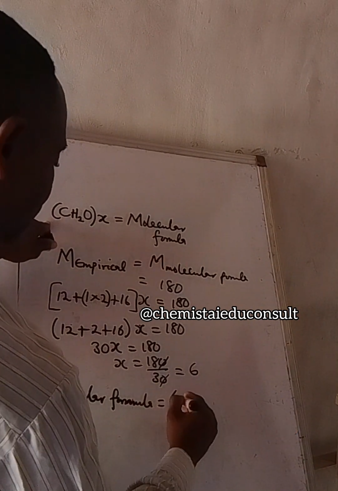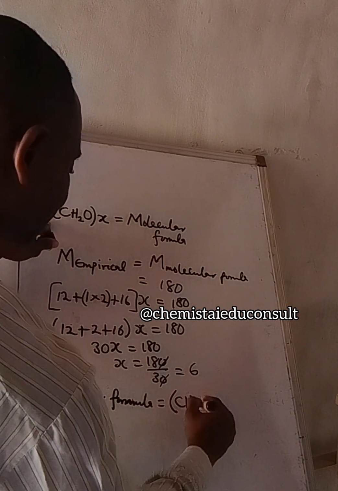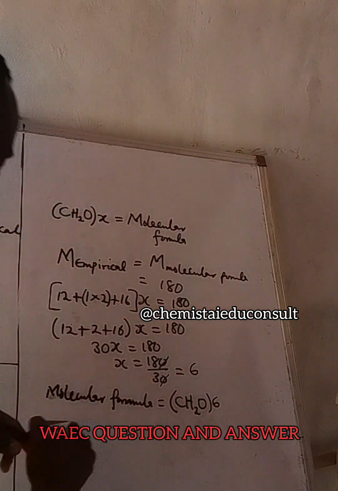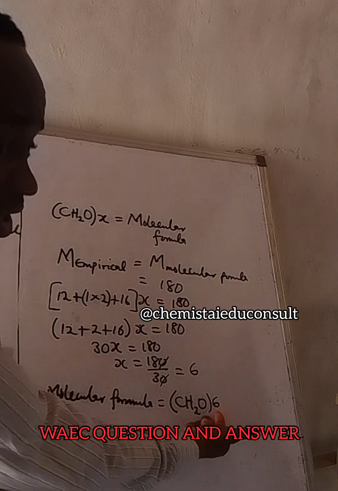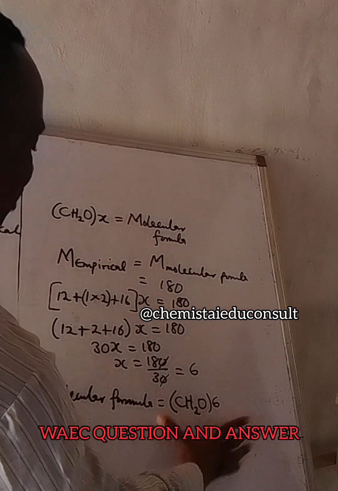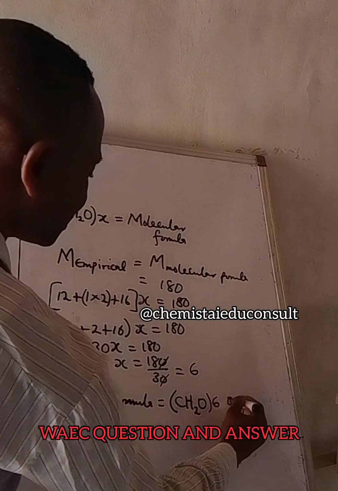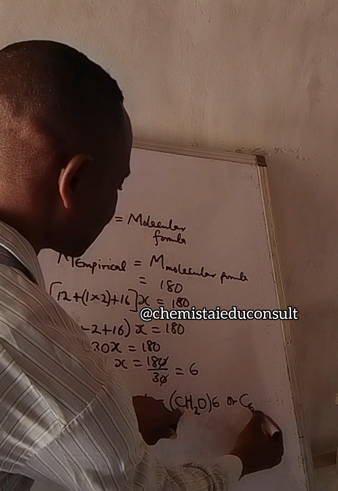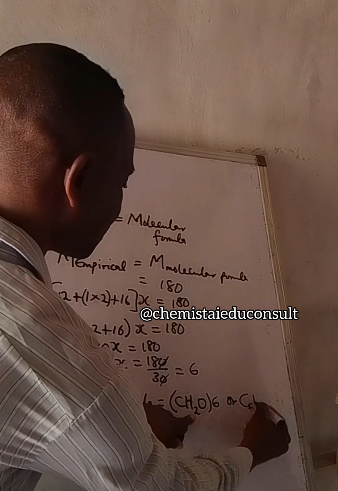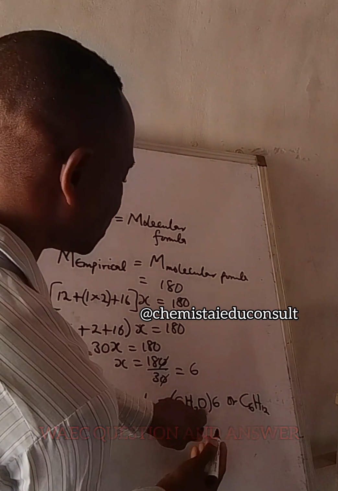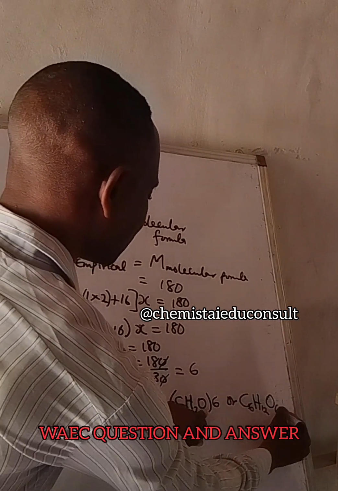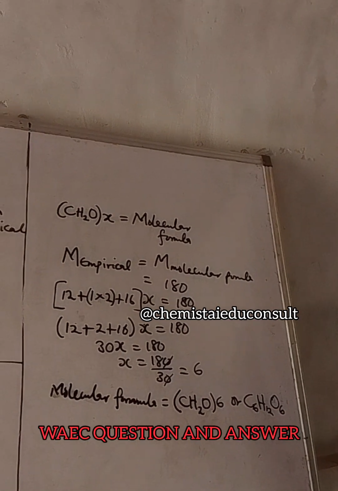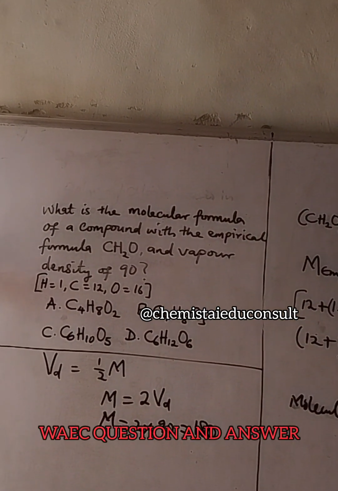is going to be empirical formula enclosed in a bracket times x, and now our x is 6. So once this x has become a number, this is no longer empirical formula but molecular formula. You can represent it as this. Carbon is 1 here times 6, that is C6. Hydrogen is 2 here times 6, H12. Oxygen is 1 times 6, O6. So that is the molecular formula. If you check the option, you see the answer there, and that is D.